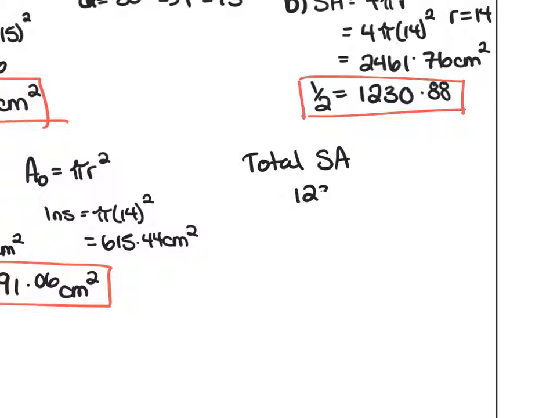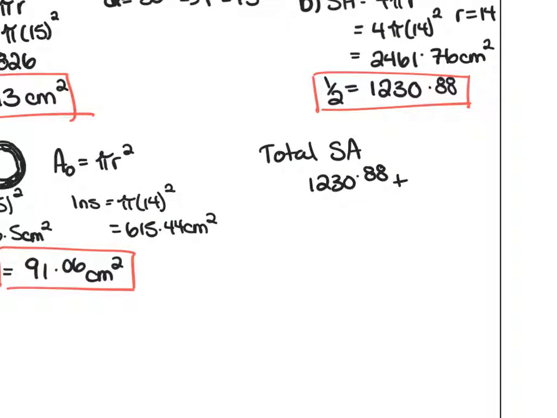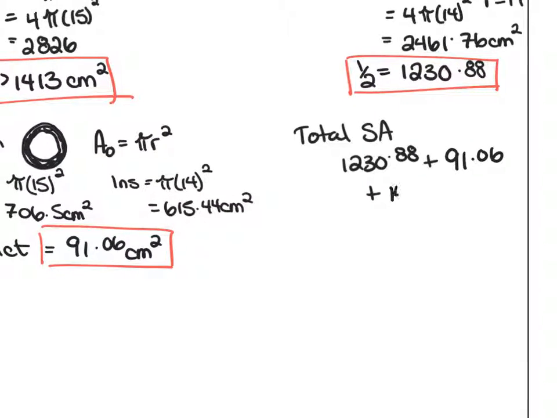So we got 1230.88, that's the one I can see, plus 91.06 plus 1413. So when we add it all up, we get approximately 2735 centimeters squared.